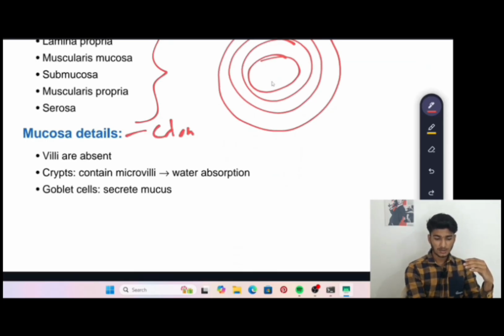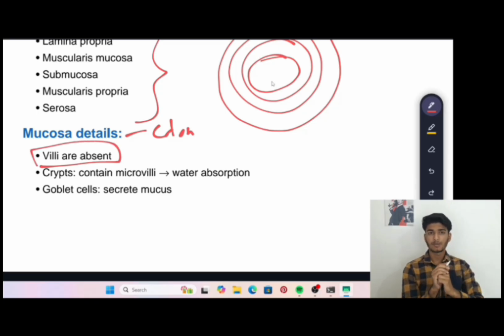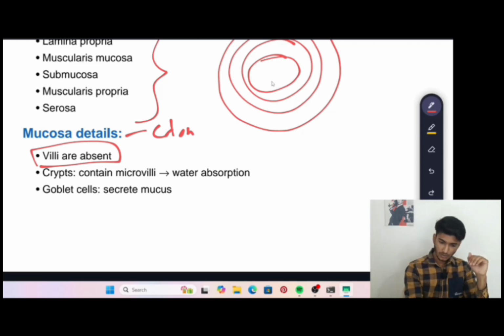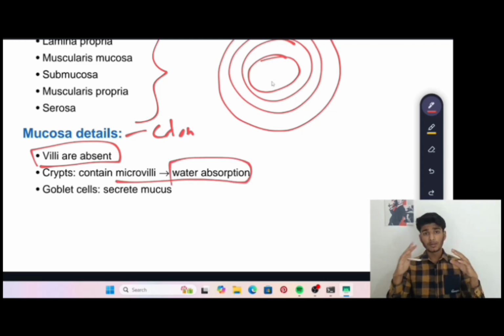The mucosa of the colon, a point to remember, has an absence of villi. Villi are absent there, but the crypts have microvilli, which help in the absorption of water. Then there will be goblet cells present. The primary function of goblet cells is to secrete mucus.